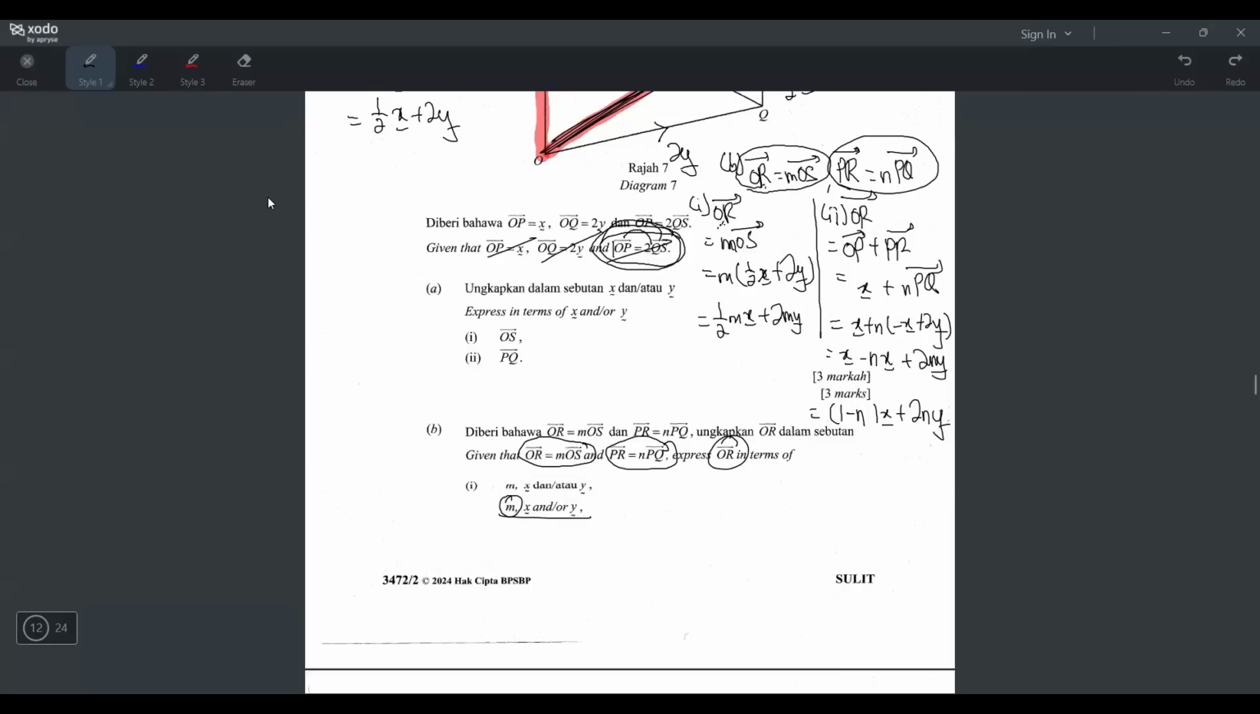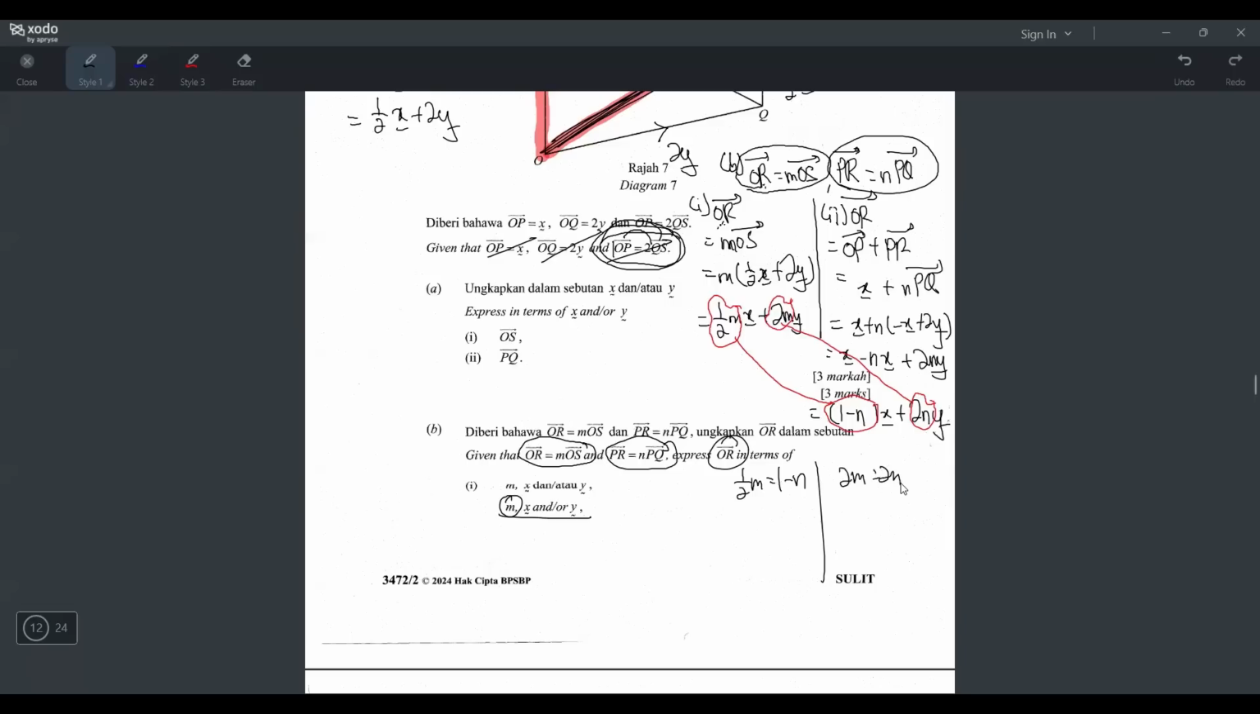We can banding. So let me bulat the coefficient. So when we banding X dengan X, Y dengan Y. So what is the X coefficient here? 1/2. And what's the X coefficient here? 1 minus N. And nanti boleh sama dengan. Boleh connect. And then what's the Y coefficient? 2M. And then ini 2N. And then dia boleh connect nanti. So dia boleh sama dengan. So dia jadi apa? 1/2M equals 1 minus N. And then the other one, 2M equals to 2N.